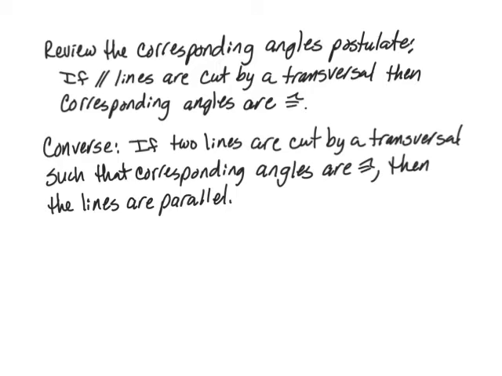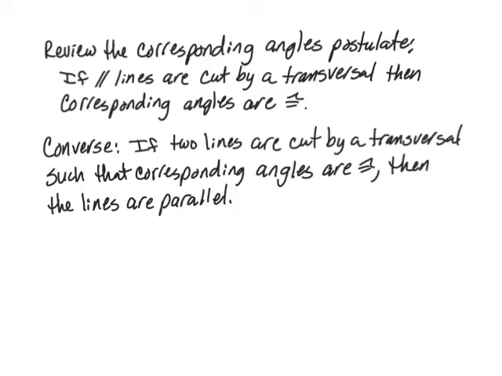So here's the converse, and this is the only time we're going to write it out kind of lengthy like this, and then we can abbreviate from here on out. But if two lines are cut by a transversal such that corresponding angles are congruent, then the lines are parallel. This is what we use to prove that lines are parallel. Eventually, you'll be doing that when we do proofs.